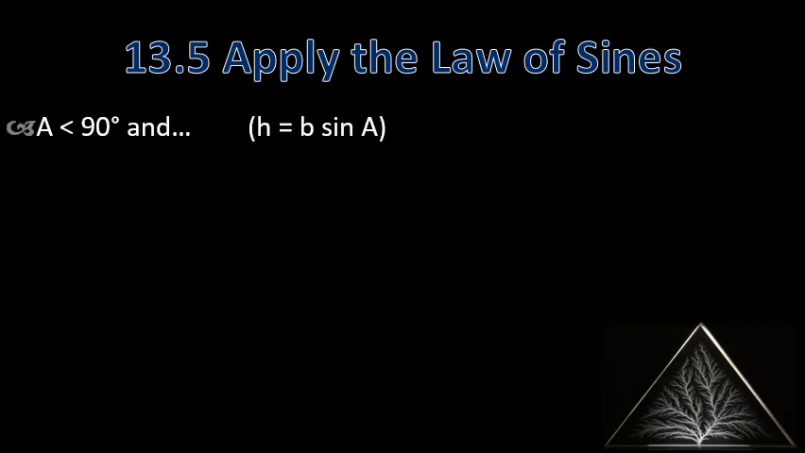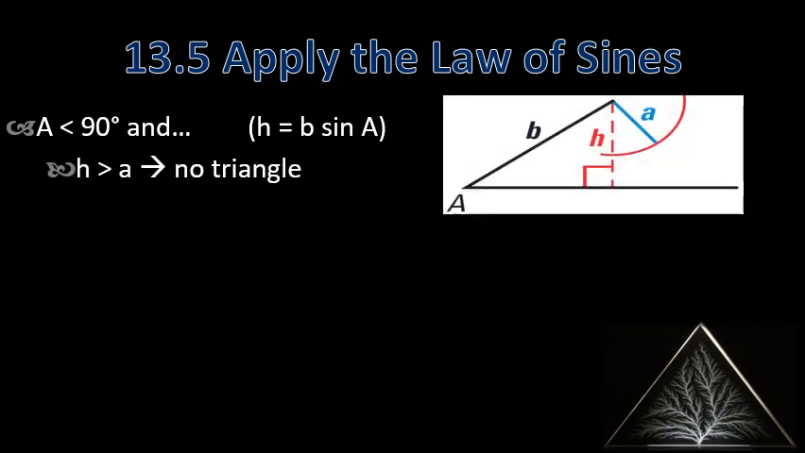However, if angle A is less than 90 degrees, the height of the triangle would be b sine A. Just use this right triangle that you see in the picture. Sine is opposite over hypotenuse, it'd be h over b, so multiply both sides by b. So the height is b sine A. If the height is greater than side A, A is too short, and there's no triangle.